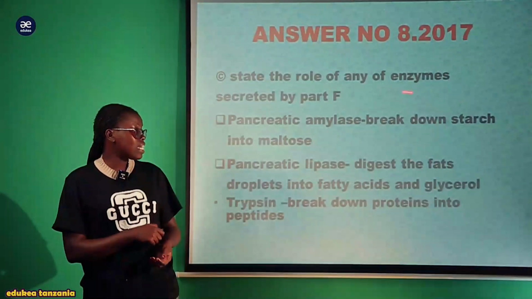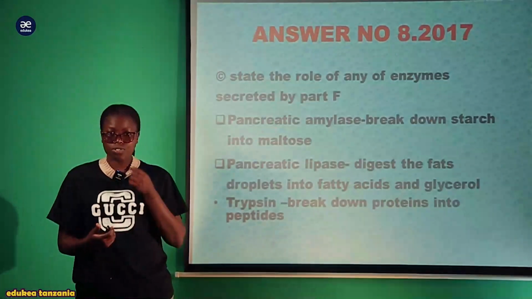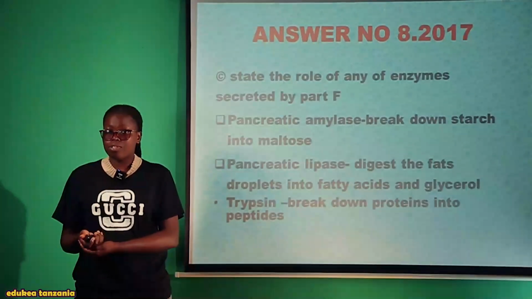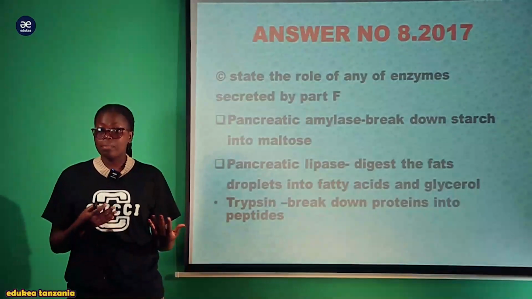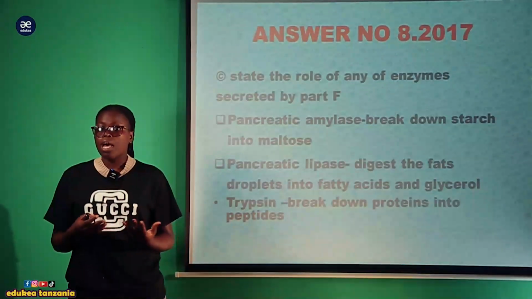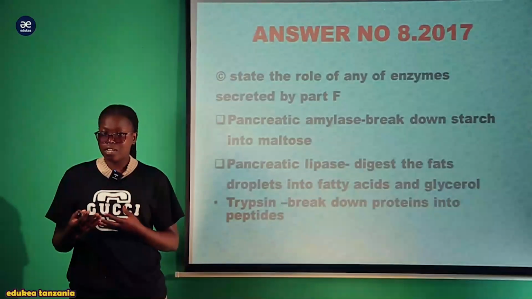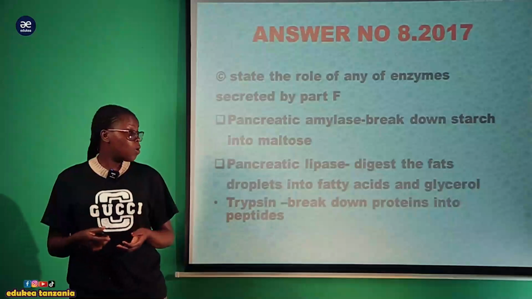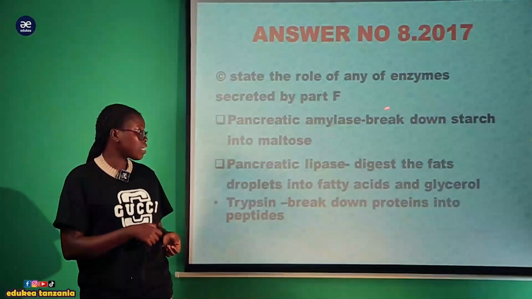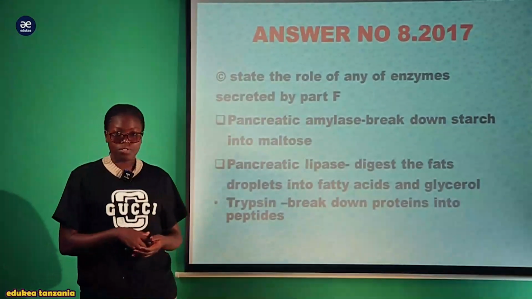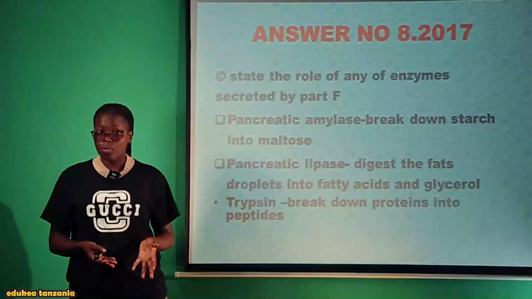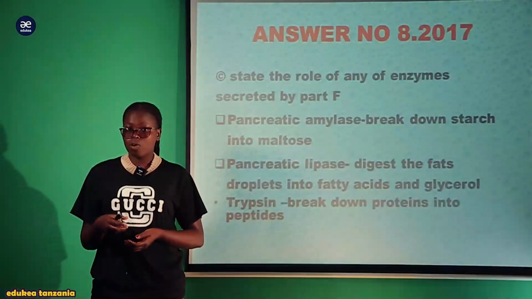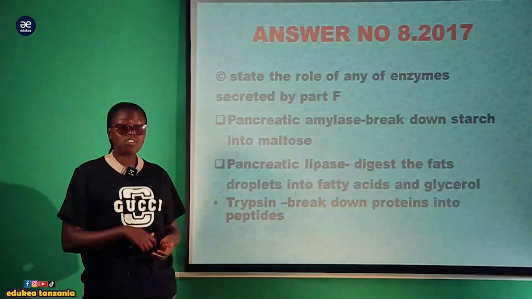Tukianza na pancreatic amylase inasaidia katika breaking down of the starch into the maltose. Tumeona katika topic yetu digestion kwamba during the digestion process, once the food is taken into the mouth, kuna chemical digestion into the mouth, kuna mechanical na chemical, ambayo chemical can be completed by the action of the salivary amylase, ambayo inasaidia katika digestion of the starch kwenda katika maltose. Kwa hiyo hapa pancreatic amylase inasaidia katika breaking also the starch kwenda katika maltose. Kwa unaona kwamba the digestion of the starch katika mwili wa binadamu ipo katika mouth pamoja na katika pancreas, ambazo zote zinakuwepo na digestion.